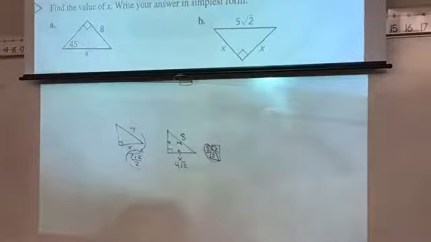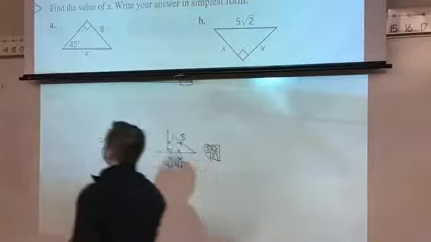Okay, talk to the person next to you. What are we going to have for the x values here? Okay, so for number 1, for a, it's going to be 8. And then for b, don't overthink that second one. Oh, it's going to be 5 or 6. Oh, no, it's going to be 5. Wait, why is that? 5 root 2 is the hypotenuse.